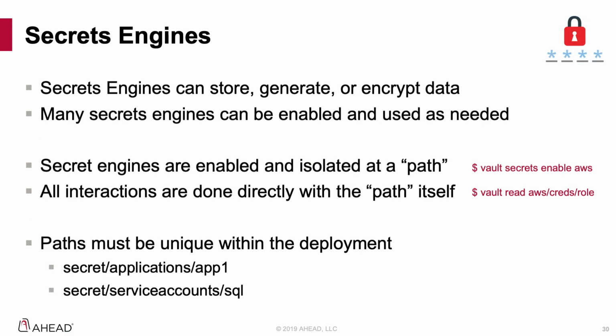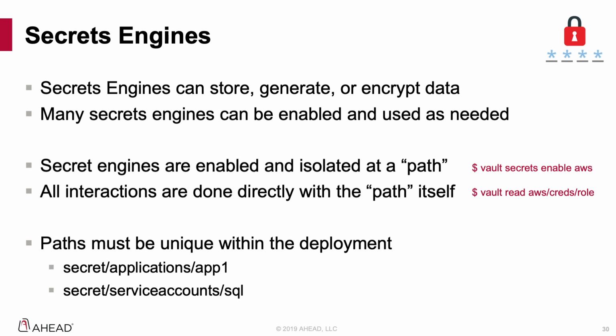So that's storage backend. Let's talk about secrets engines. Secrets engines can store data, like KV. They can generate data or secrets, like my example of AWS or PKI, or they can encrypt data. We talked about the transit capabilities earlier. You can have as many secrets engines enabled and used as you need, based upon your use cases. Secrets engines are enabled and isolated as a path.